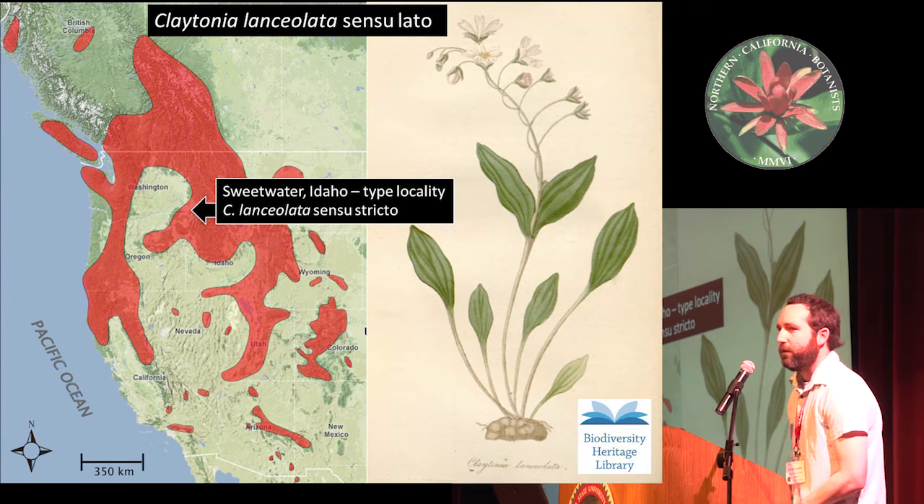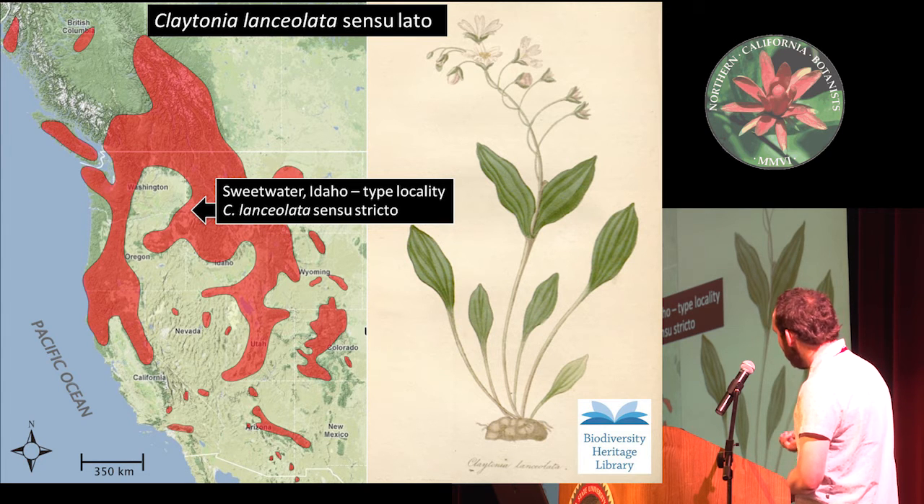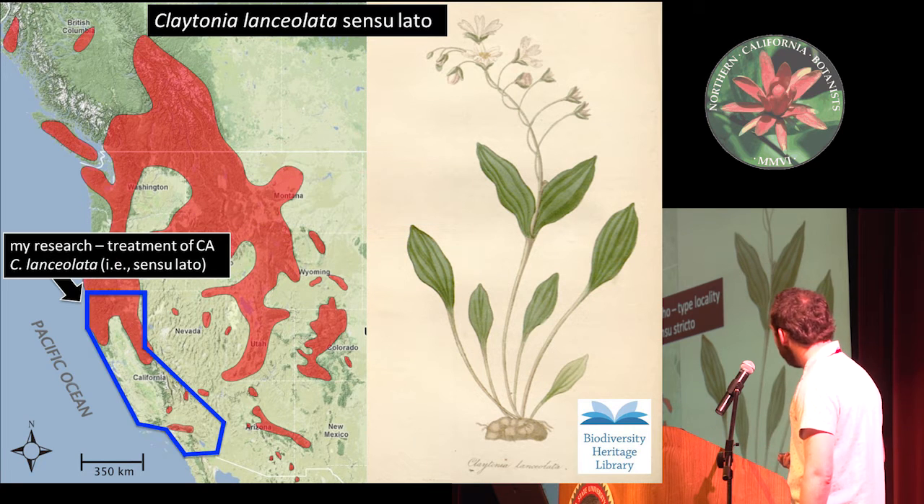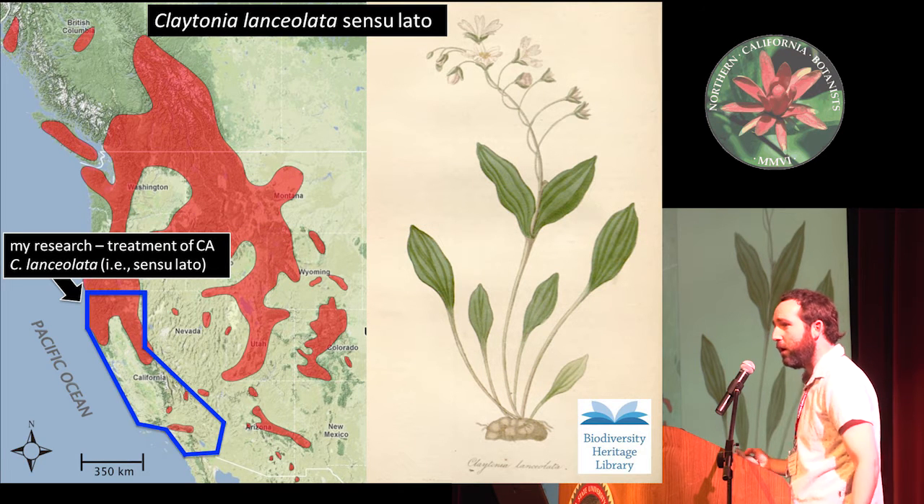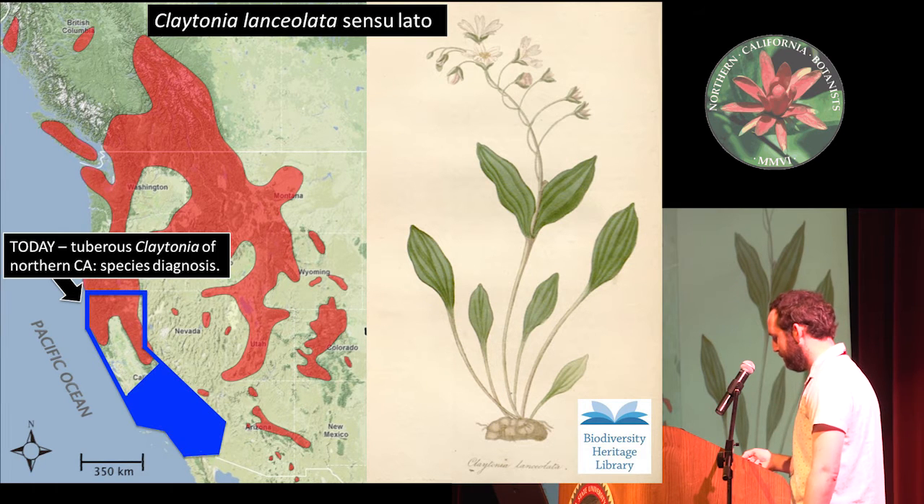And also to give you a sense of the magnitude of the problem I'm studying, this is the distribution of the Claytonia lanceolata species complex, and an illustration from the original description. And outside of this illustration, there's really not a lot of information in the protologue, so this is effectively what I'm looking for. Fortunately for me, there is a ton of diversity in California that's been unaccounted for, so I narrowed the scope of my dissertation to focus really on California.